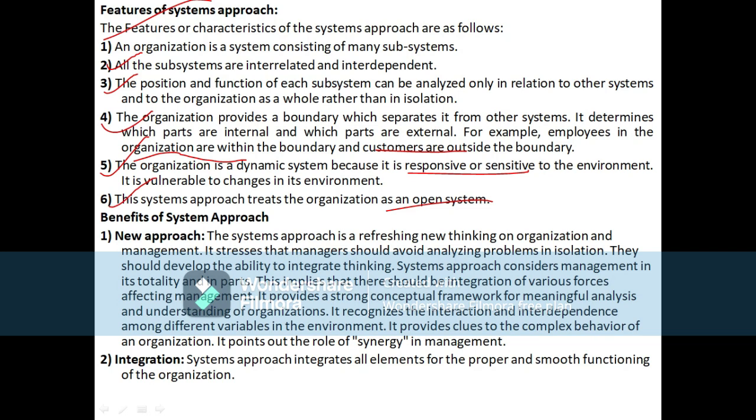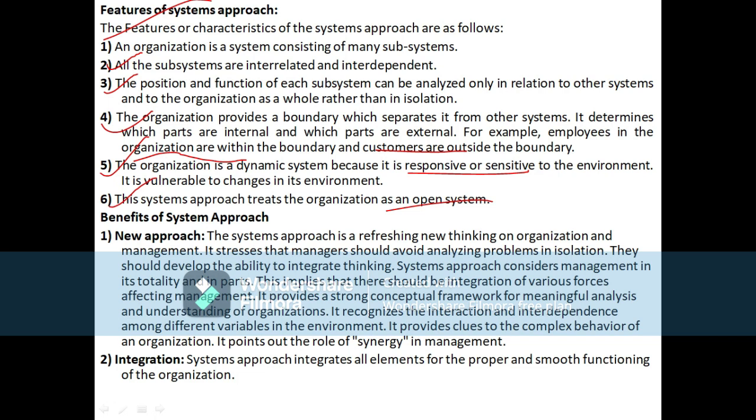And also management is multidisciplinary. It draws and integrates knowledge from various disciplines and schools of thought. It integrates relevant knowledge from various disciplines. It is the major contribution of the systems approach to management. So the systems approach is a multidisciplinary approach also. We can add another point as the seventh point: it is a multidisciplinary subject. Management is multidisciplinary.